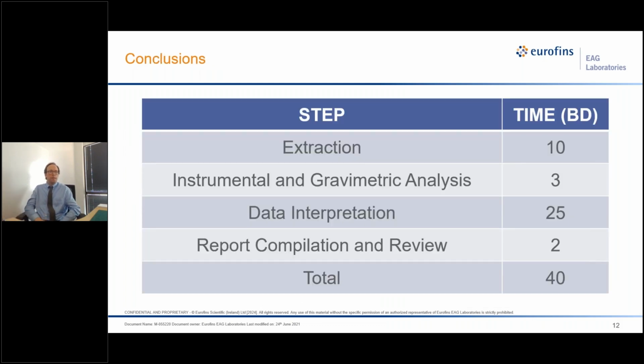So again, just a quick recap. We've got our steps on the left, our extraction, which for 3 cycles is about 10 business days. Instrumental and gravimetric analysis adds an additional 3 business days, pretty quick. The data interpretation is the bulk of the study, 25 business days. Last few days at the end for the report compilation and review, and that gives us a total average time of around 40 business days.